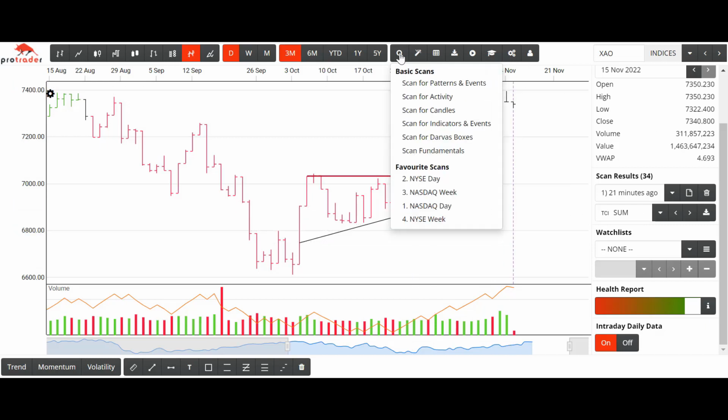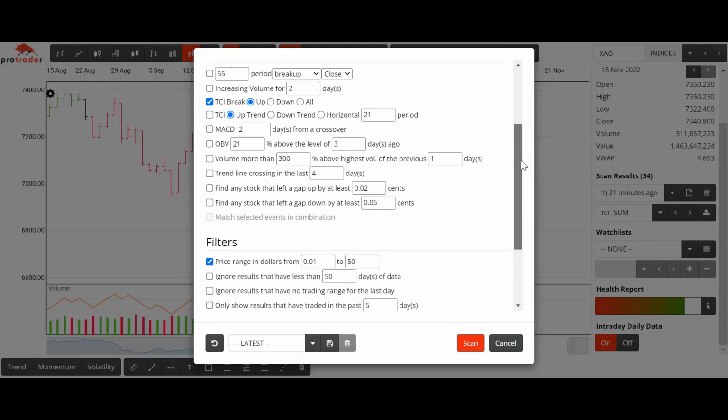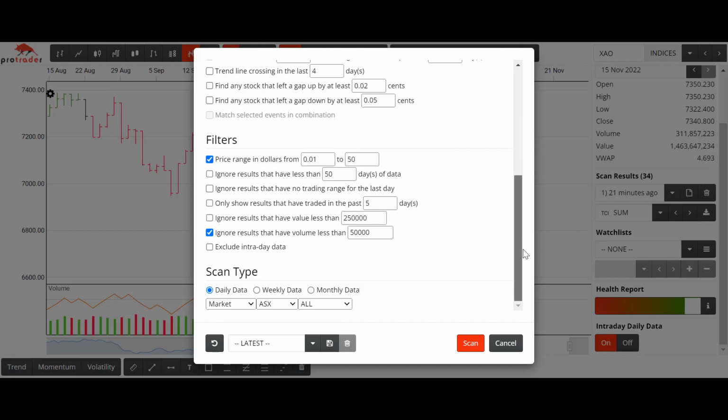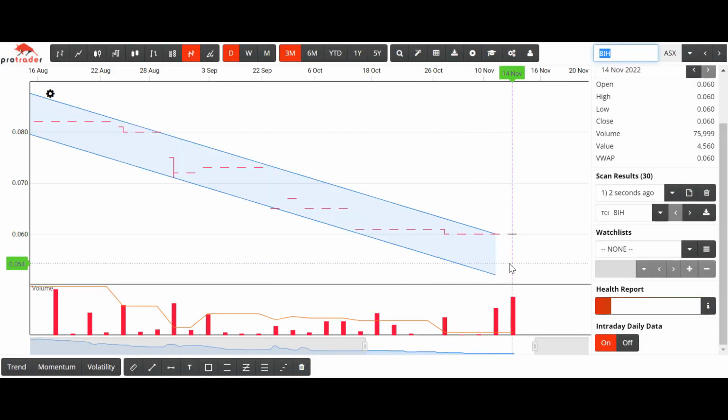So let's see if we can find a few of these. Scan for patterns and events. Trend channel indicator break up, and we'll leave it at that. The only other filter, price range from 1 cent to $50. Let's see what changed trend. Actually, we'll exclude intraday data. I want to know what changed trend at the end of yesterday. Let's start scan. We've got 30 of them.